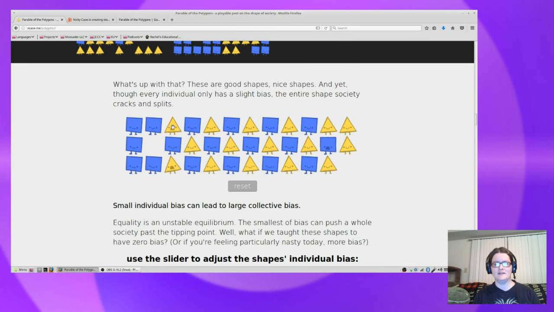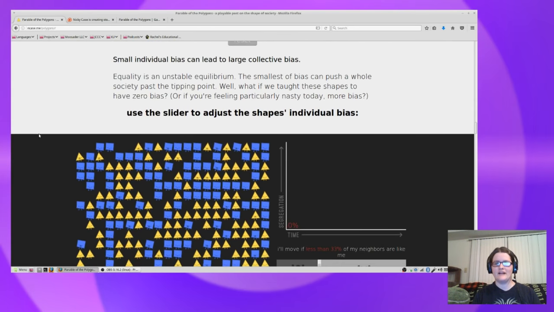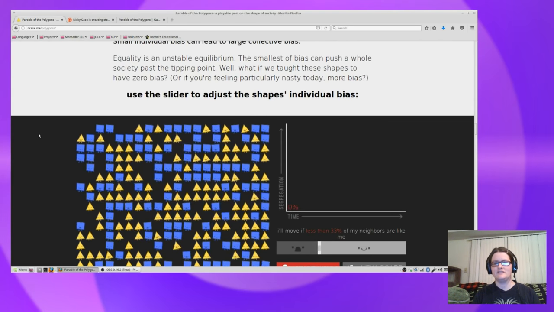So if I move this guy over here to be happy, well, I'm out of room for this guy, so I have to move him over, and then we can see that this pattern emerges where, as we try to make all of them happy, they kind of end up changing. So small individual bias can lead to large collective bias. Equality is an unstable equilibrium. The smallest of bias can push a whole society past the tipping point.